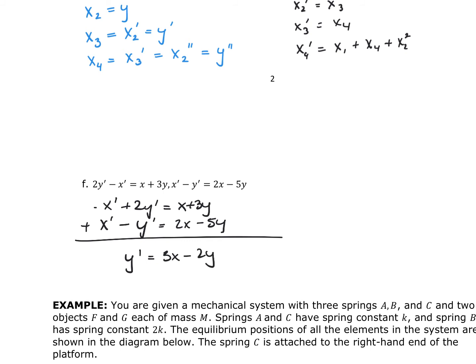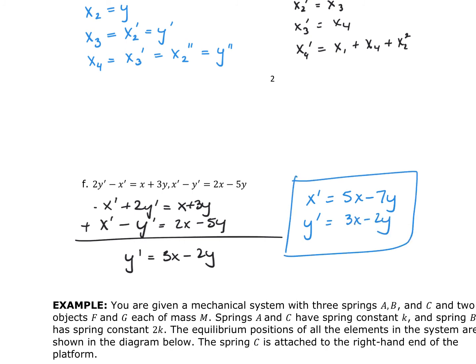Now, my systems are straightforward and pretty darn easy. I'm going to have x prime equal to 5x minus 7y, and y prime equal to 3x minus 2y. So the two equations right here form a system that is linear, homogeneous, and has a dimension of 2.